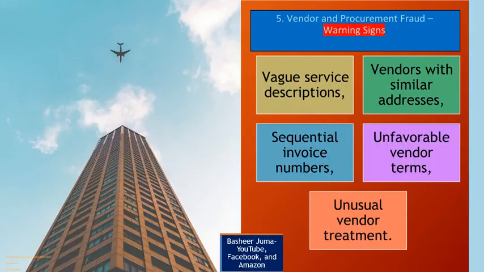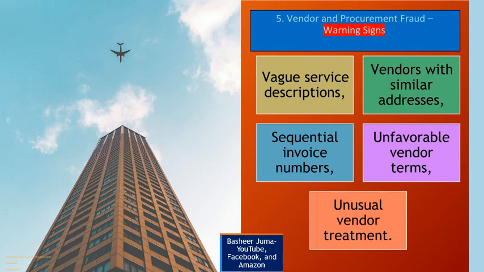Warning signs. Vendors with vague or generic service descriptions. Multiple vendors with similar addresses or contact information. Invoices with sequential numbers suggesting limited other business. Lack of physical address or only P.O. box for vendors. Vendor names like legitimate businesses but slightly different.